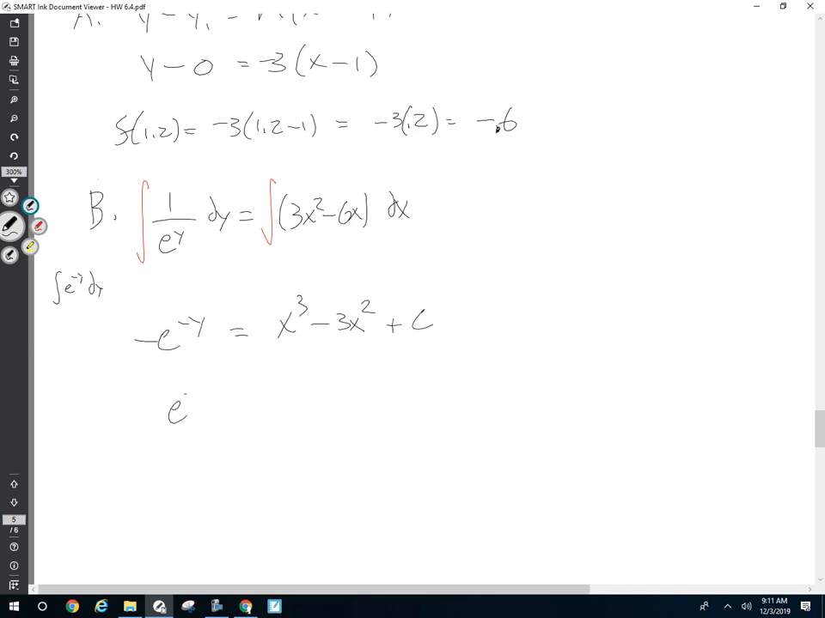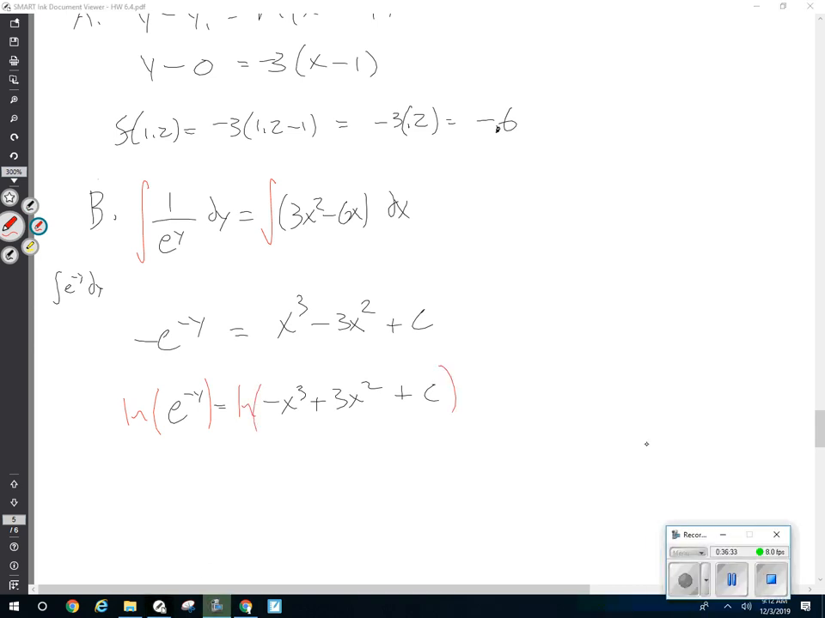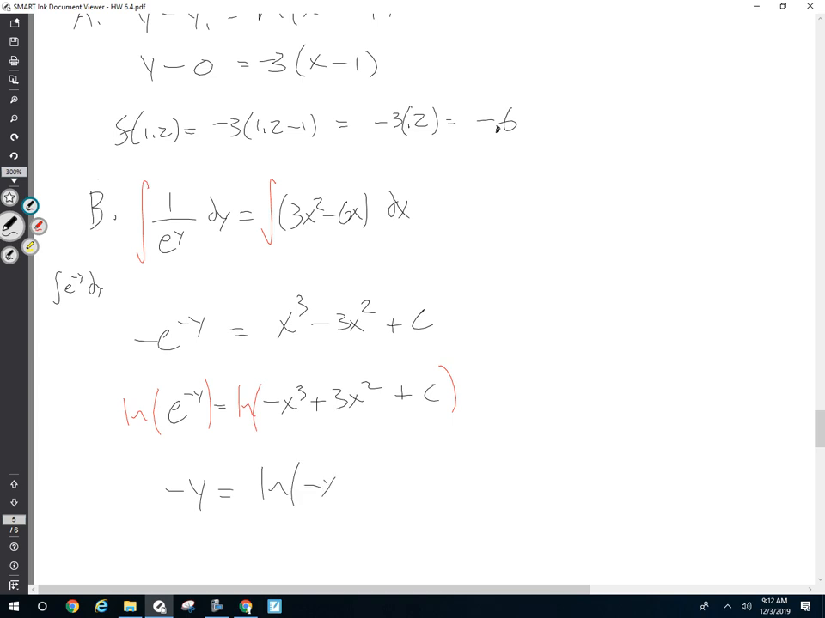You take the opposite of both sides. That gets baked into the plus c. And then take the natural log of the entire side. On the left side, log of e to the negative y is negative y. On the right side, I got log of negative x cubed plus 3x squared plus c, making sure everything is inside. I can get rid of this negative and pop it over there.